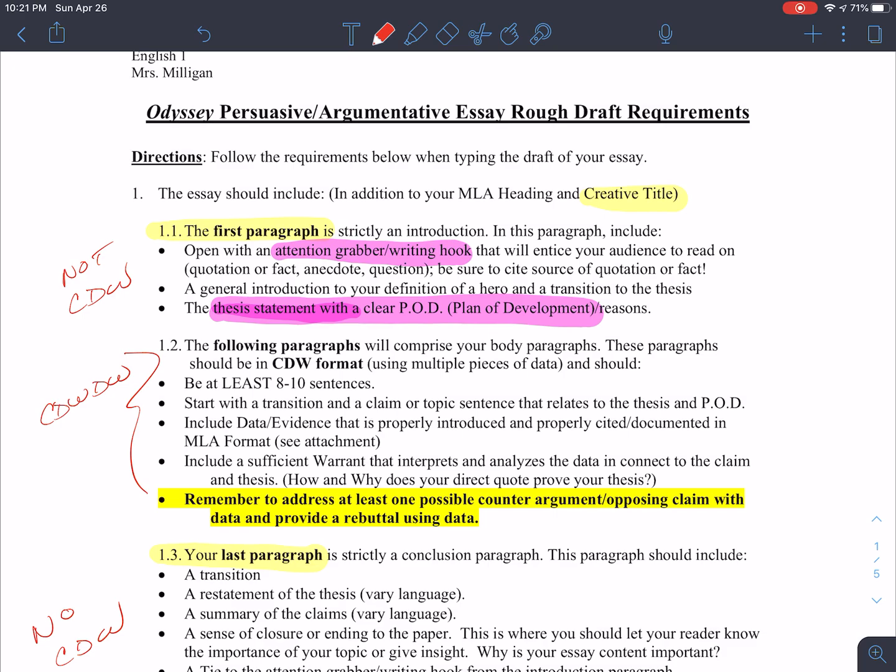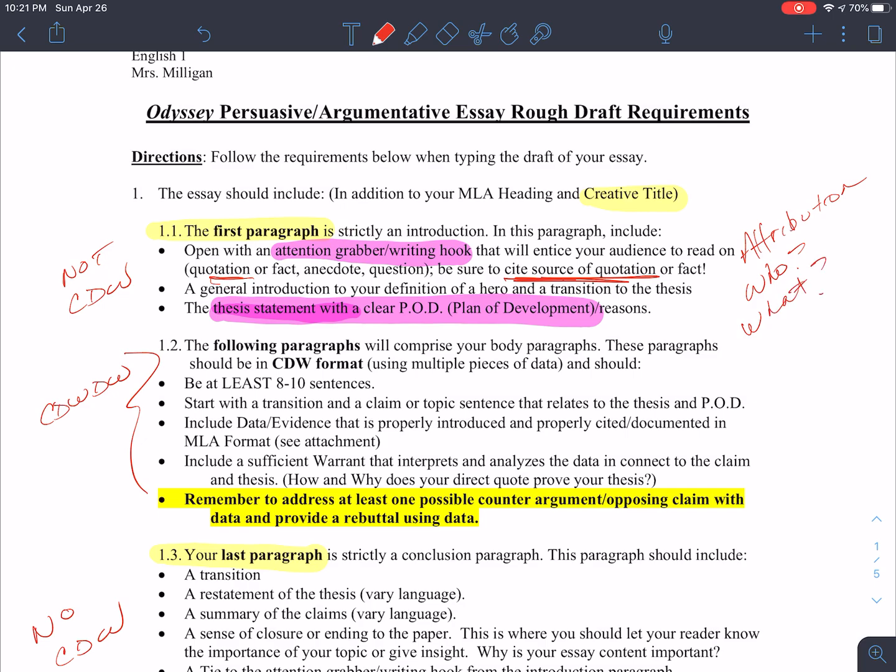You want to make sure that if you have an attention grabber that is a quotation, you cite the source of that quotation or fact. Make sure if you are quoting a famous person that you give attribution, which means that you say who they are and what they're known for.